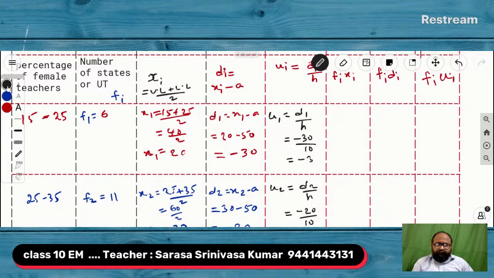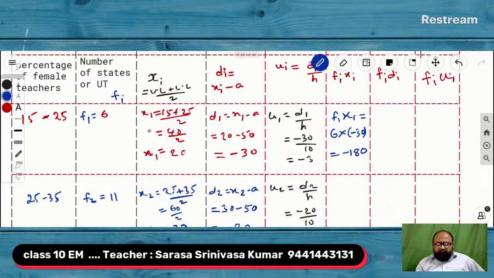Let us find this. f1 x1 equal to f1 is 6 multiplied by x1, minus 30. So this is equal to minus 180. F1 x1 equal to F1 is 6, x1 is minus 30. So we get F1 x1 equal to minus 180.